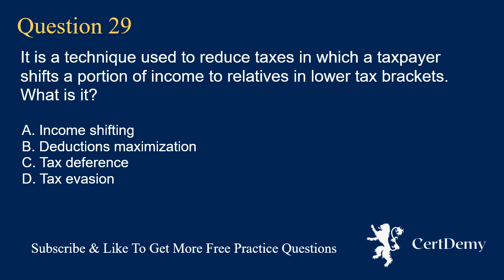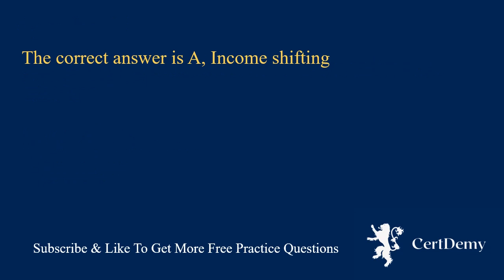Question 29. It is a technique used to reduce taxes in which a taxpayer shifts a portion of income to relatives in lower tax brackets. What is it? A. Income shifting. B. Deductions maximization. C. Tax deferral. D. Tax evasion. The correct answer is A. Income shifting.